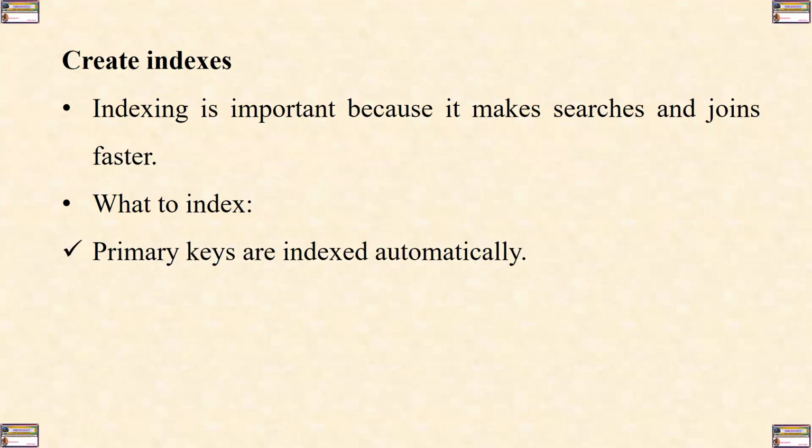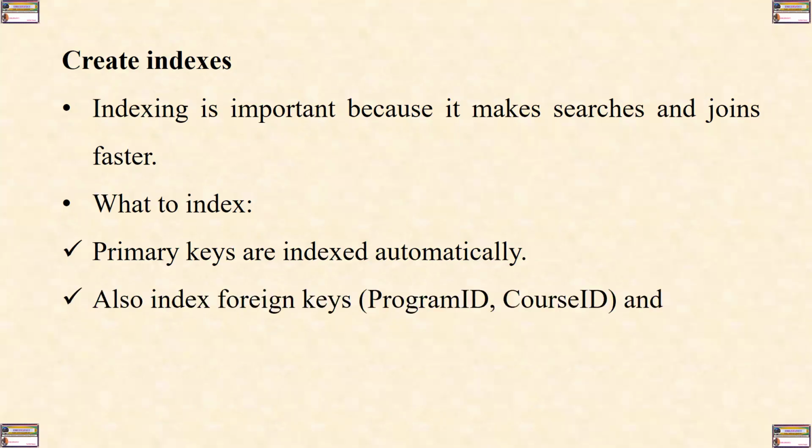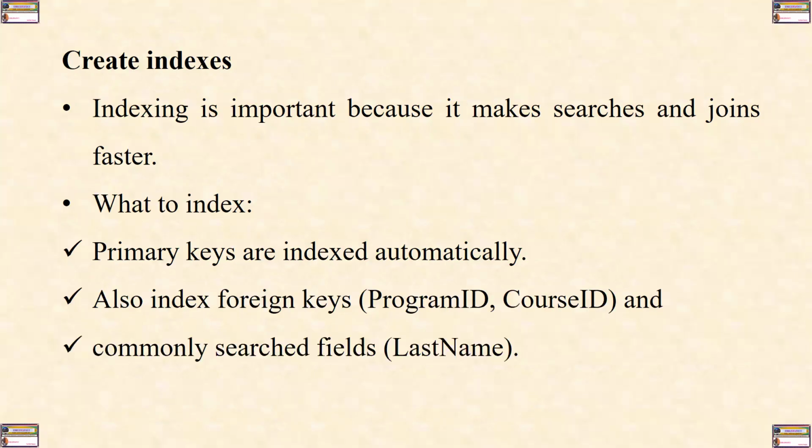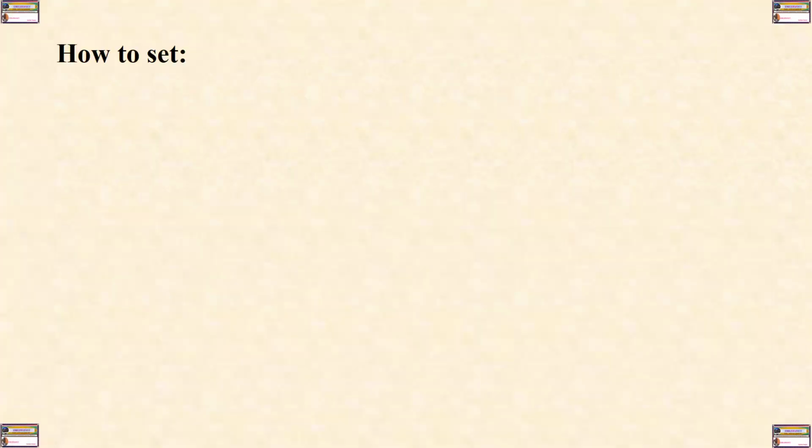You index the fields that contain primary keys, and these ones are normally indexed automatically. So you set them to be indexed automatically. We also index the foreign keys, like program ID, course ID, and others. And we also index the commonly searched fields that you look for each and every time you're operating with a database.